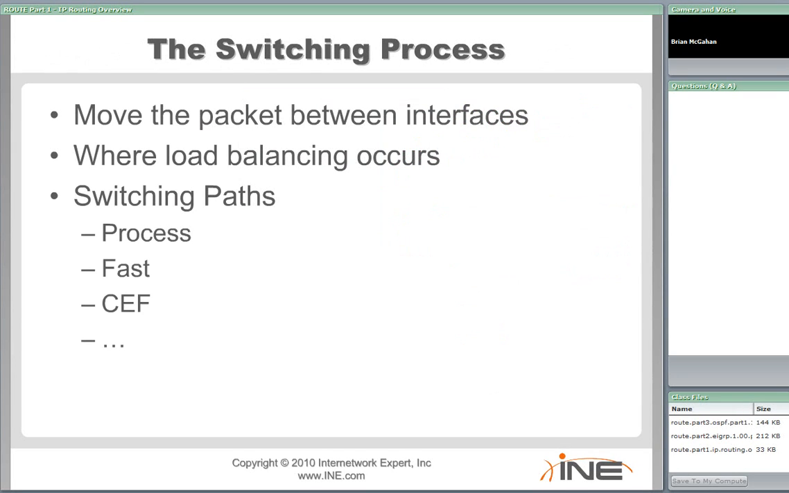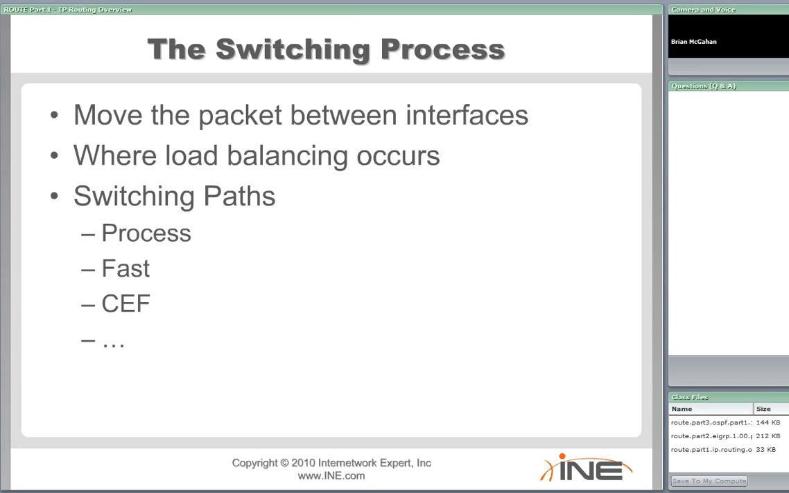So again, once the routing process is done, the router has now figured out what is the outgoing interface that I will use to get to this destination. Okay, that's the only main goal of the routing process. Figure out what is the outgoing link. Now we send the packet down to the switching process. Switching is where it is actually moved between interfaces.